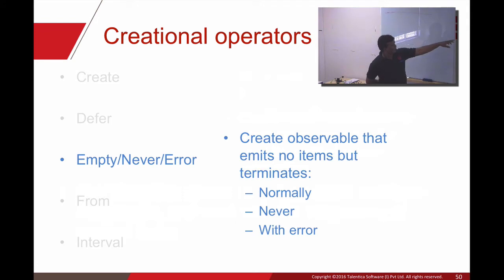Never will create an observable which emits nothing, but it will never terminate. Error is something which will terminate with an error. It will not call onComplete. It will call onError.